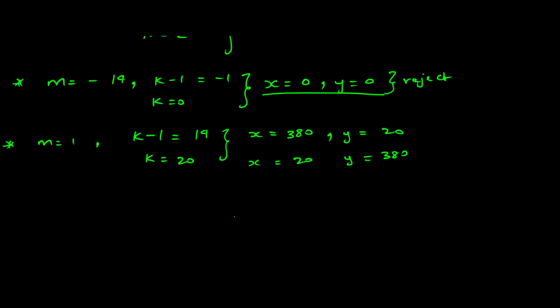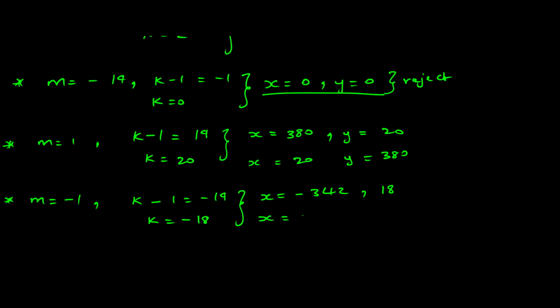The last solution set is when m is equal to negative 1. So when m is equal to negative 1, k minus 1 is equal to negative 19. K is equal to negative 18. And we would carry out the same procedure. We would say that x is equal to 19k, which is negative 342, and y is km, which is simply 18. And the symmetry of this equation would allow us to reverse these values. So 18 and negative 342.